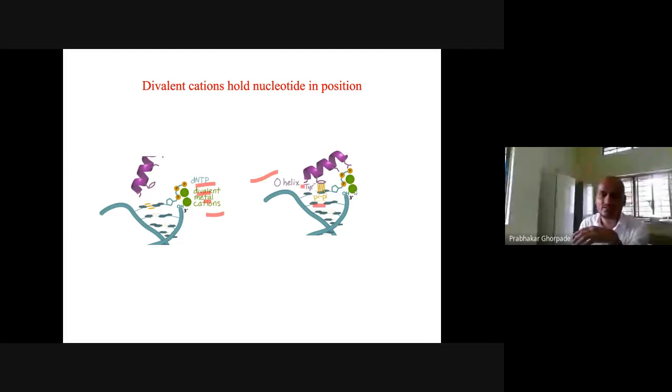Likewise, we have the enzyme's alpha helix, tyrosine, pi bond. These are also helping in stabilizing this deoxynucleotide in its position with the 3' OH of the strand.